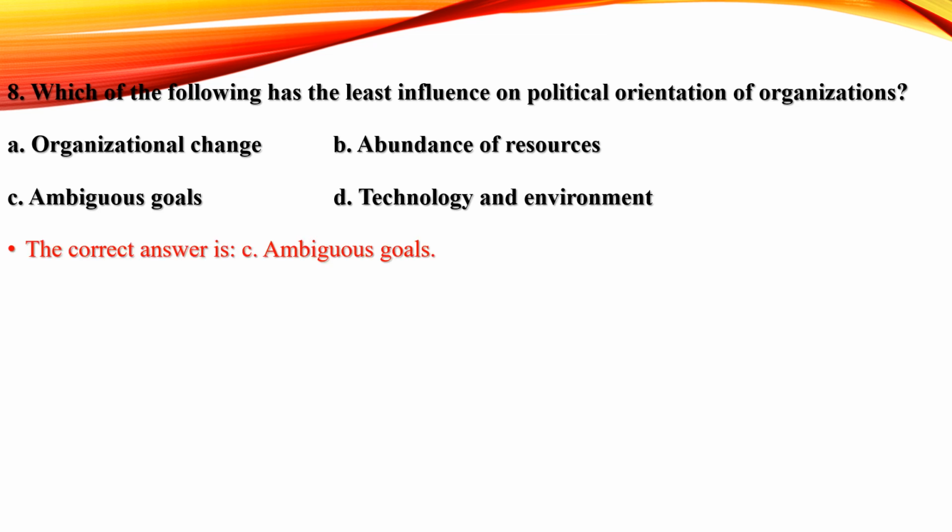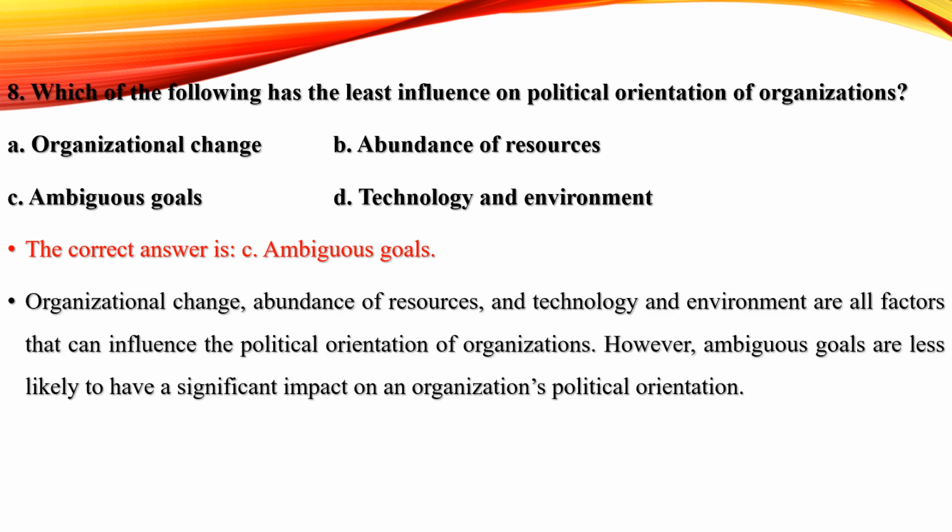I'm sure you say that ambiguous goal, because ambiguous goal can have the least effect on the political orientation of an organization, because organizational change, abundance of resources, technology as well as environment are all factors that can influence the political orientation of an organization. However, ambiguous goals are less likely to have a significant impact on the political orientation of the organization.